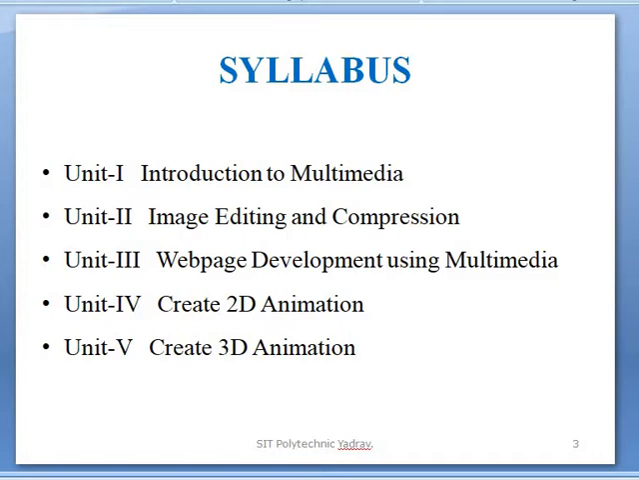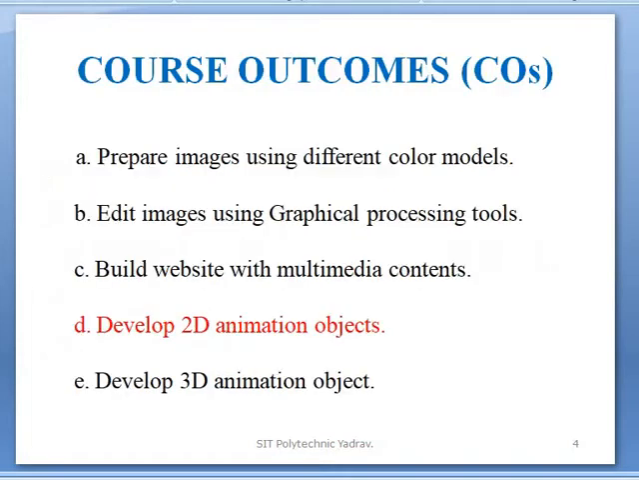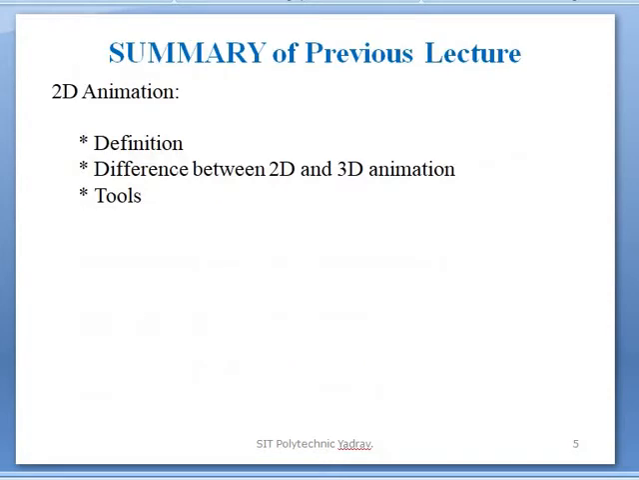Syllabus: a total of 5 units are there. Course outcome: after the completion of unit number 4, you achieve which CO? The fourth CO, that is, develop 2D animation objects.